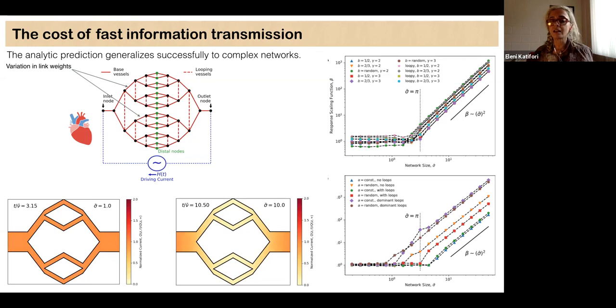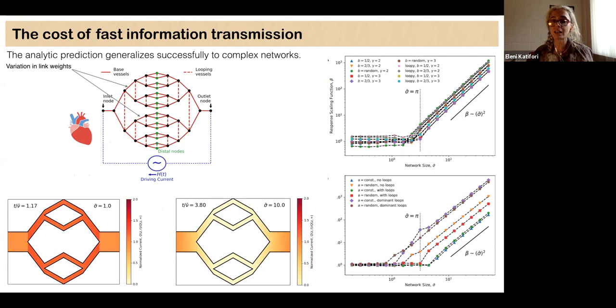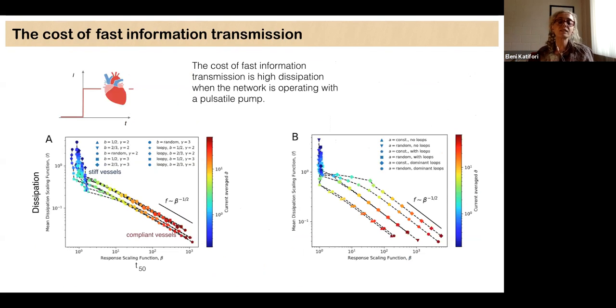This response scaling function, where for small networks, it is constant. And then for large networks on the left, it linearly increases. Going back to this, small vessels, short vessels, it flattens out. Long vessels, the longer the vessel, the longer the time will take for the information to reach you, or the more vasculature you have, the longer time it will take for the information to reach you. But even more interestingly, I can plot this response scaling function as a function of the dissipation.